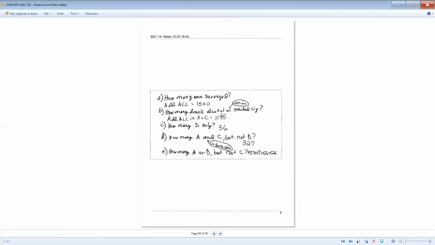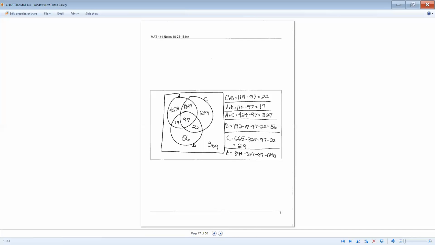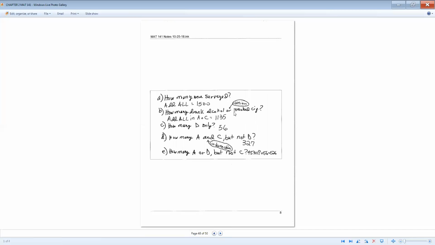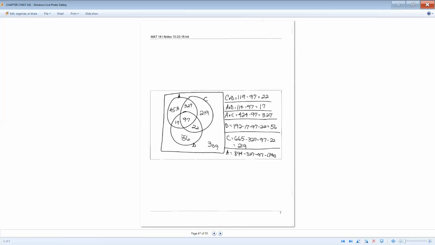How many drank alcohol or smoked cigarettes? So that's the union. So you add up all the numbers in A and C, and that would be 1135. How many did illegal drugs only? That would be 56.